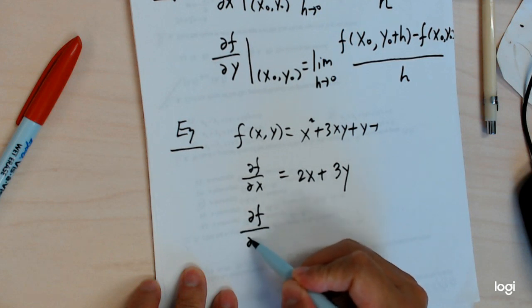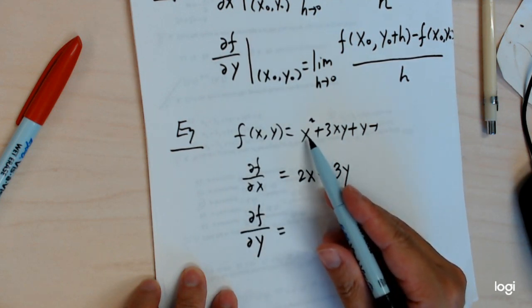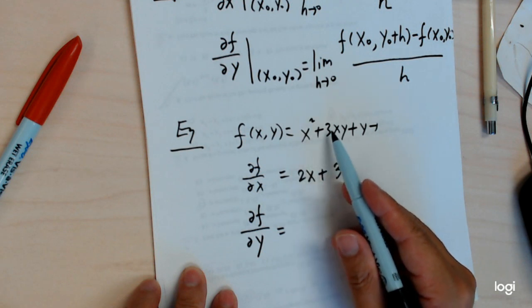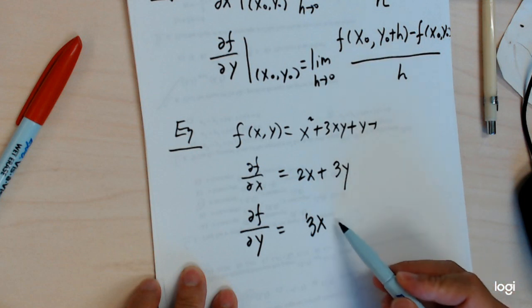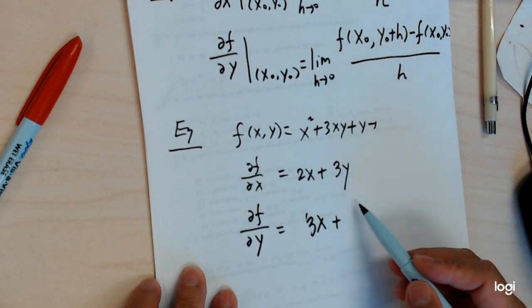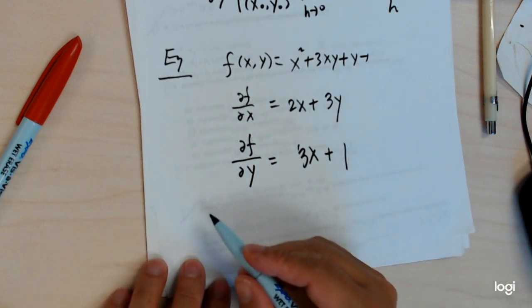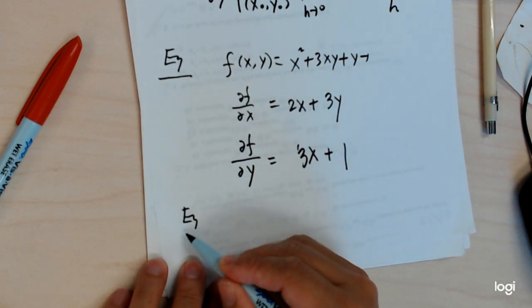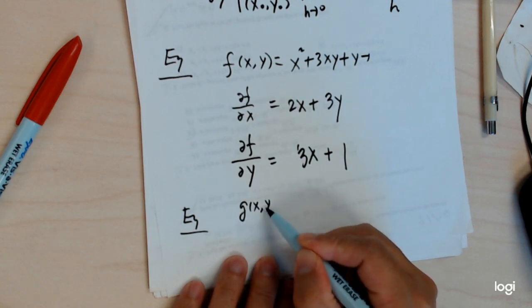Partial derivative with respect to y. Well, this term treated as a constant, you get a 0. So you get a 3x, okay, 3x. Followed by the derivative of y, which is 1, okay, it's 1. And one last example is this one right here.